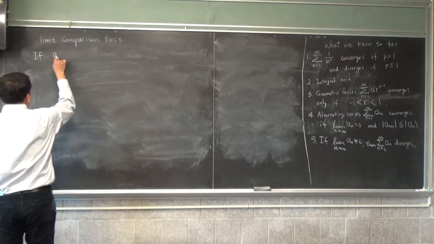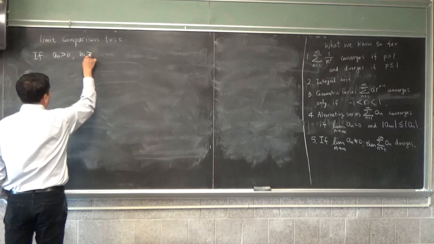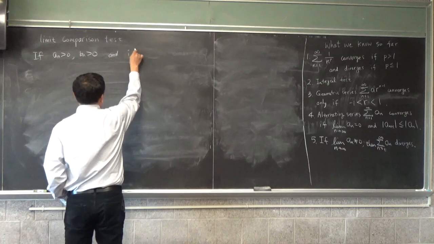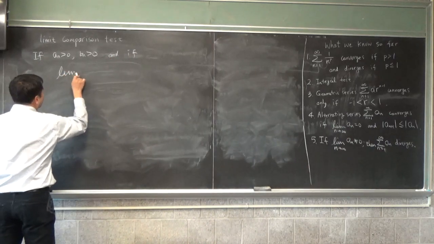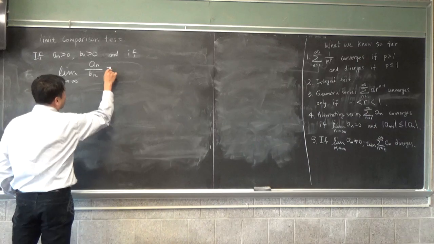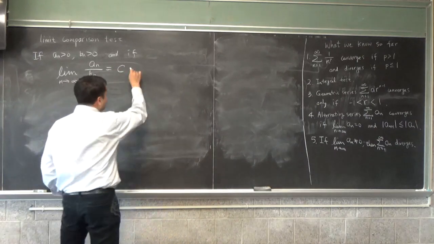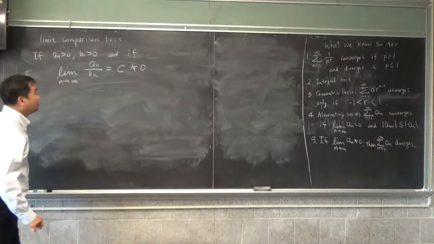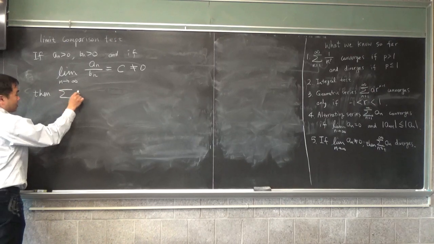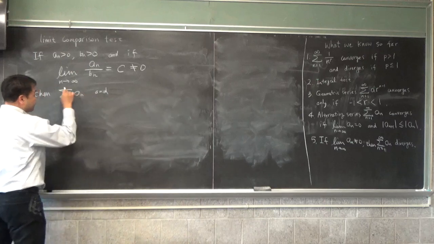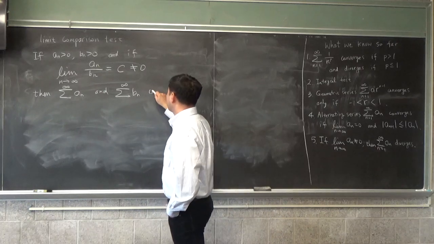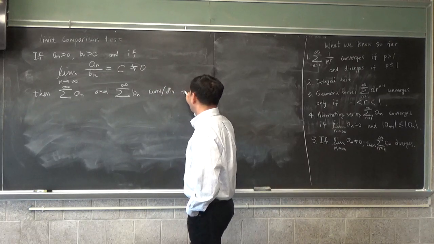If an is bigger than 0 and bn is bigger than 0, and if the limit of n going to infinity of an over bn gives you some value c, which is non-zero, then the summation of an and the summation of bn converge or diverge together.